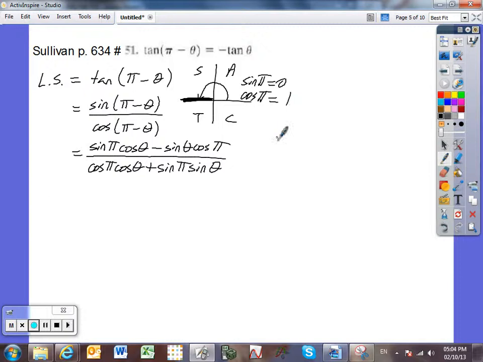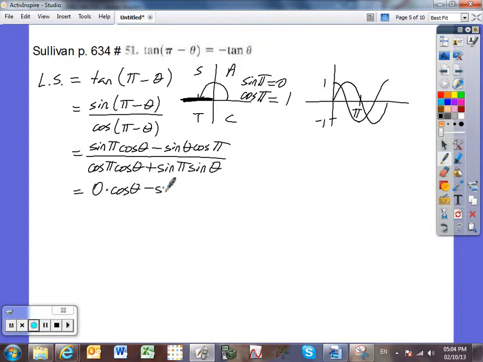Another way we could see this, of course, would be to look at your graphs of sine. We can see that at pi we're at 0, and at cosine we can see that we're at negative 1 before we go through the other half of the cycle. So let's make those substitutions. Sine of pi is 0. Cosine of pi is negative 1.